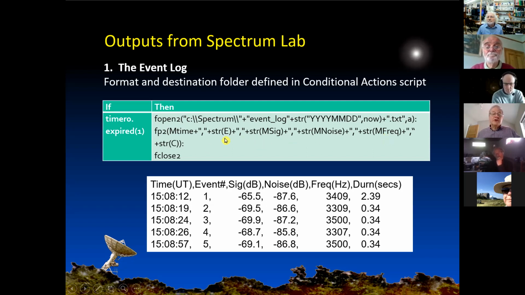And this is an old script because I've just got a counter here. That would actually be the number of seconds. Yes, we've got it down here. This is the output of the text file: timestamp, event number, signal magnitude, noise, Doppler shift, and duration of the meteor. So that's what comes out of Spectrum Lab, and you can use it for plotting.